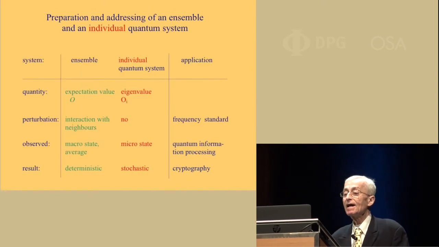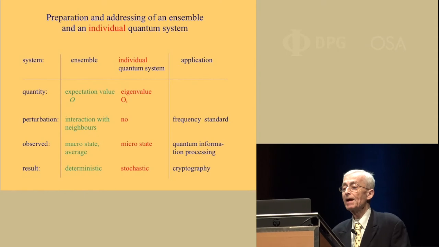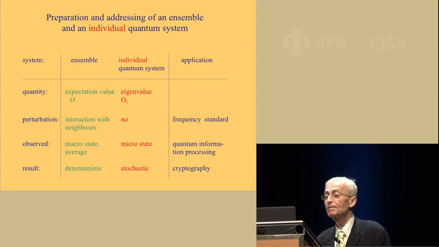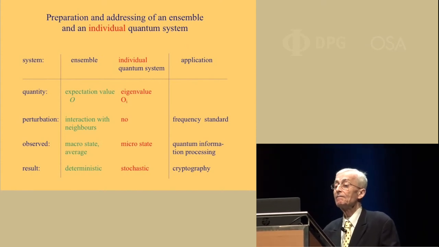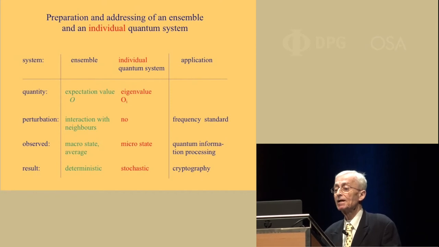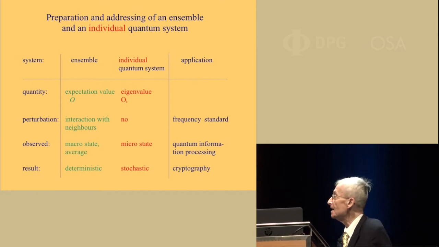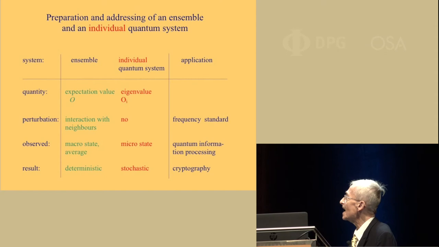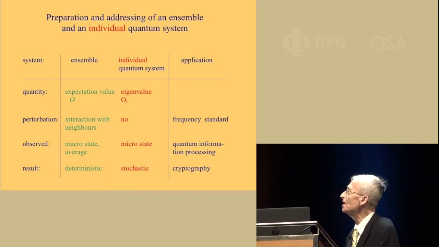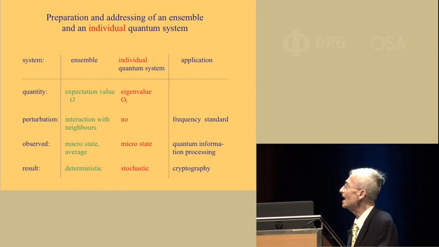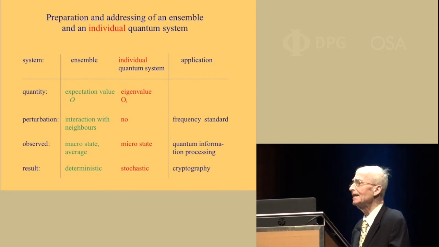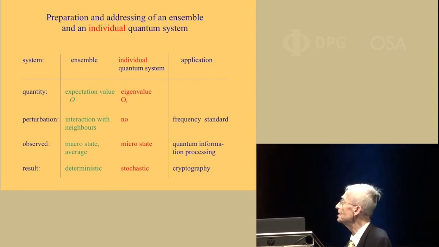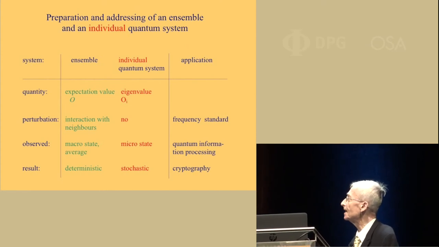Well, let us compare a few features of an individual quantum system with an ensemble. What quantity do we measure with an ensemble? This is an expectation value, whereas with an individual quantum system, an eigenvalue is measured. And so really quantum measurement events, in a one-channel detection scheme, are possible only with an individual quantum system, because an expectation value is basically a classical value.